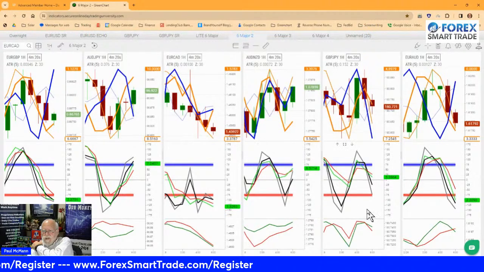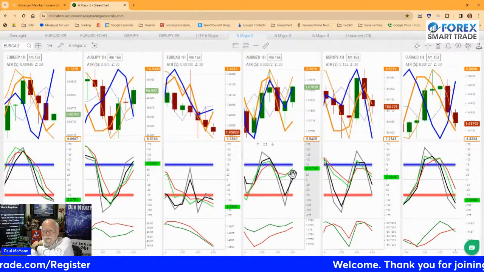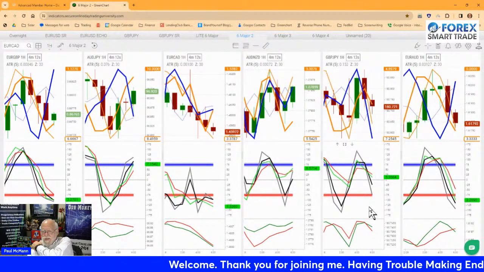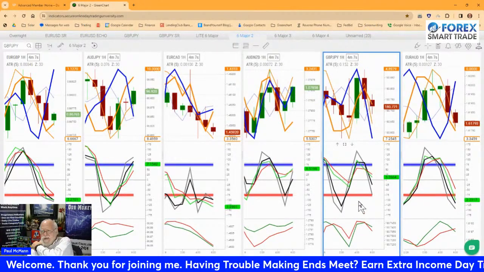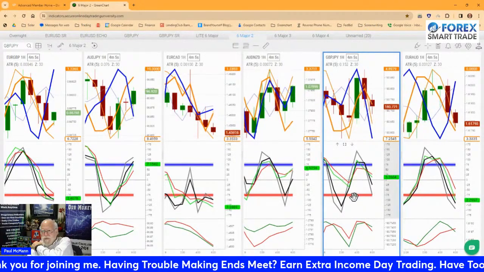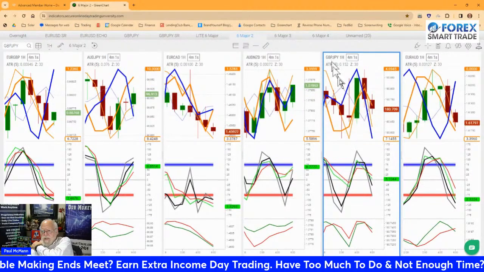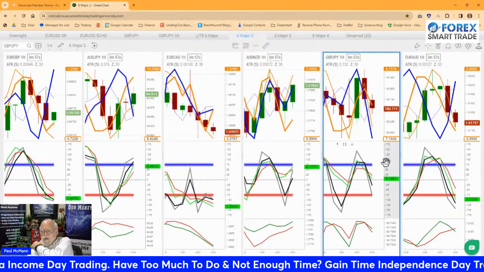Middle of the channel, nothing. I don't like it when it turns in the middle of the channel, especially here where the slope isn't that steep. I do look at the slope of the green line. Pound yen, bank holiday in Japan, or in London. So we're going to pass on this.